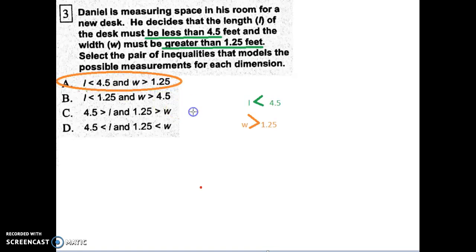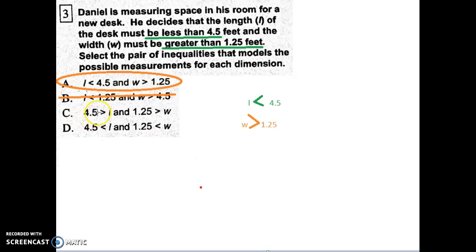But let's double check the other ones real quick to make sure they're not possible answers as well. L is less than 1.25. Well, it's got the numbers mixed, right? And W 4.5. As we can see, L should be 4.5 and W should be 1.25. So these numbers are mixed up. So that's right off the bat, we know that's wrong.